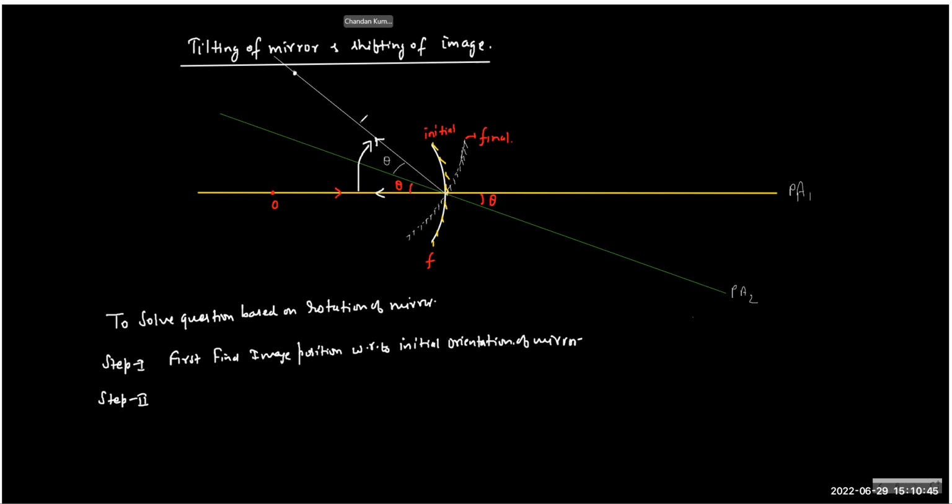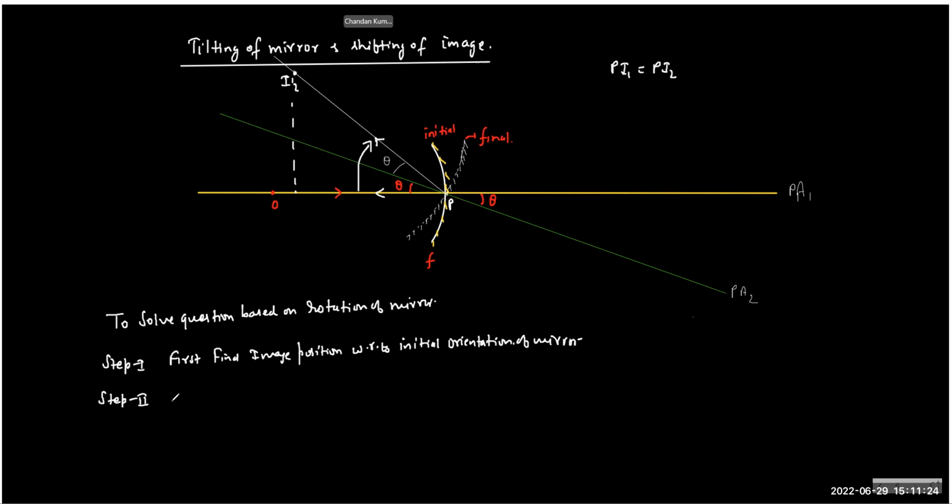So the distance from the pole to the image: I1 will just turn to I2 by the angle 2 theta. So lengthwise, if I call P as O, PI1 will be the same as PI2 in length. And now you can actually express it in terms of the original coordinates like this by taking the components.